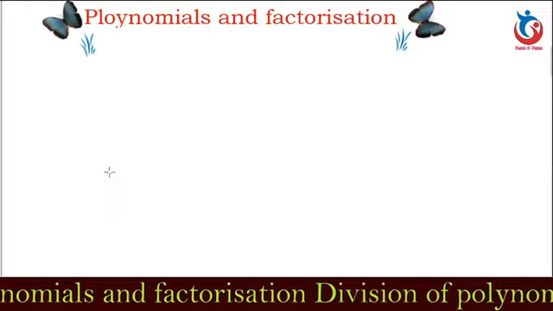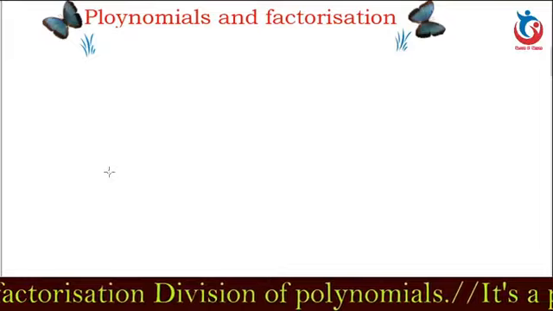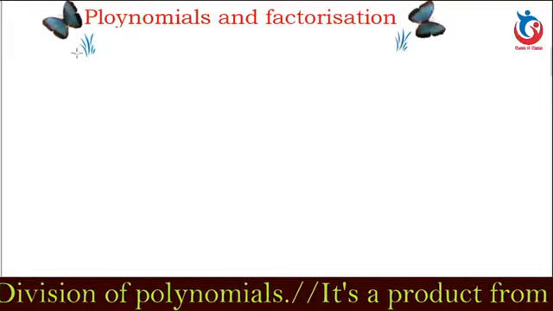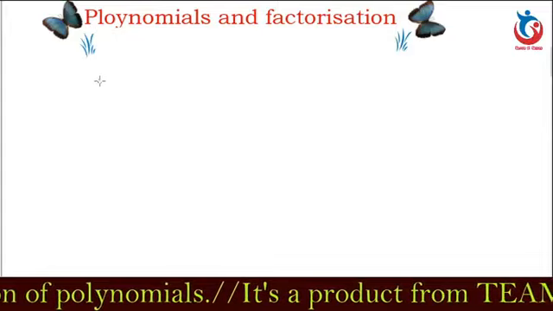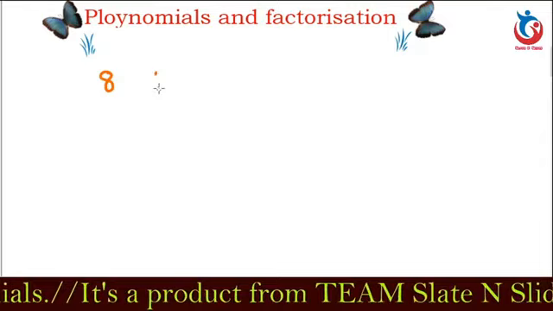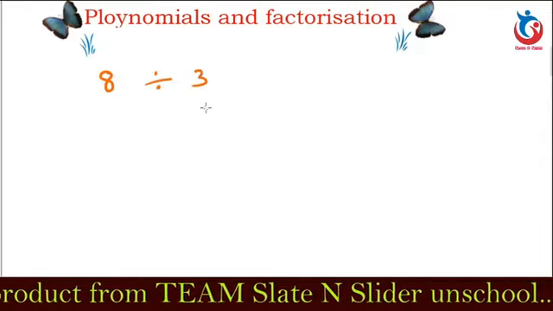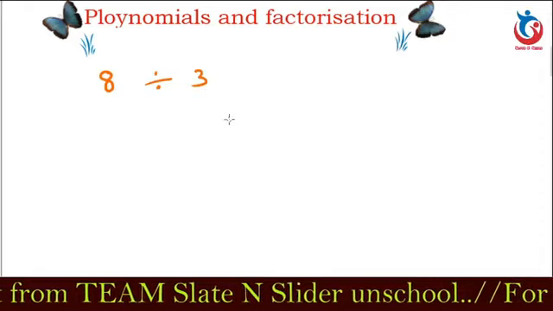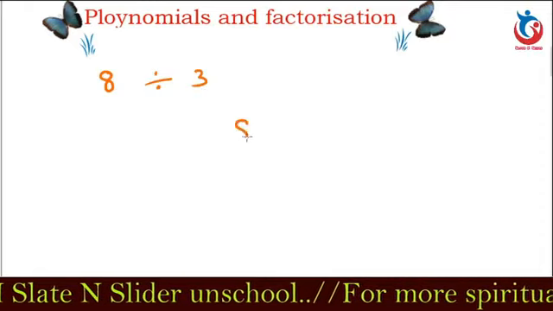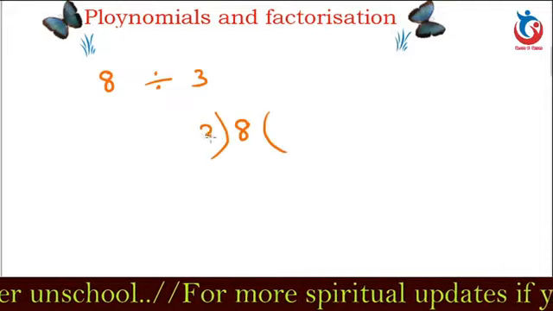We will discuss division of polynomials. We will see one example first. Suppose we have a number 8 and we are asked to divide this 8 by 3. What will you get? In the normal method, what will we do? We just write 8 in between the braces and write 3.